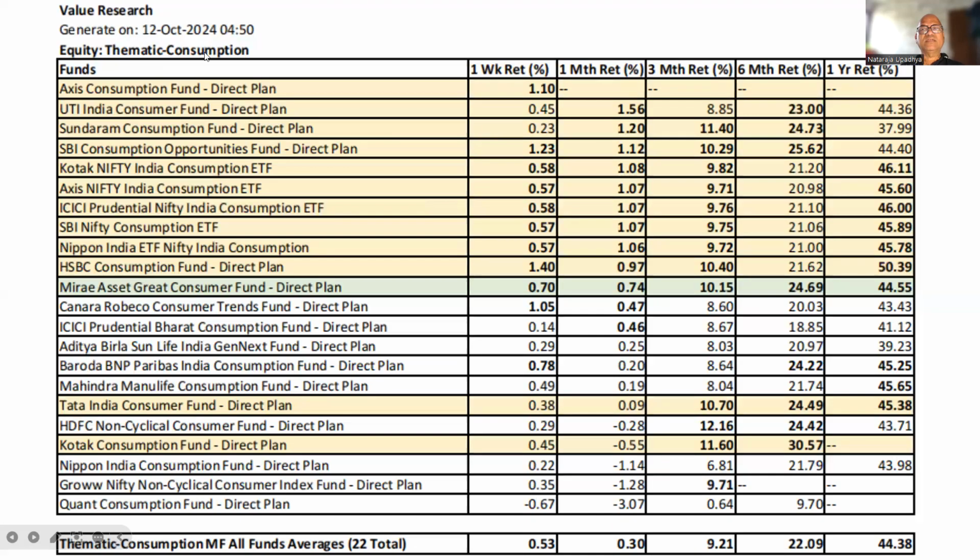We are moving to thematic consumption funds. Remember, this slipped from number 1 a month back to way down, number 6 or something like that. Now 22 funds are there. Average weekly return 0.53, not impressive. Monthly return not impressive, 0.3. Annual return 44.38, also not impressive. Only one fund made it to the green, Mirae Asset Great Consumer Fund, but its annual return is only 44.55. Are there any funds above 2 among the amber or green? None. So that is a sad story for consumption.